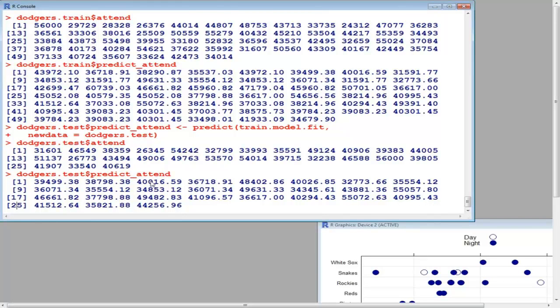Okay, now here's the question. Why do we split into training and testing? Why did we do that in the first place? Why did we split our data into training and testing? What's the purpose of doing that? We went through a lot of trouble to make a training and testing set. Why did we bother to do that?